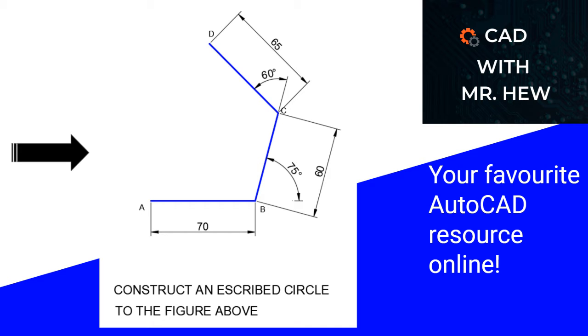In today's video, we'll be looking at the construction of the escribed circle. So it involves the construction of the 75-degree angle, the construction of the 120-degree angle, and also a perpendicular from O. So we'll be starting the video now.